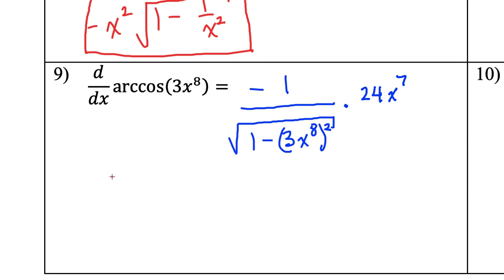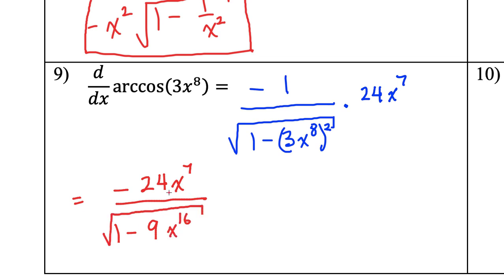And simplifying this one more step, this is now equal to negative 24x to the power of 7 for our numerator. Our denominator is going to look like 1 minus, so I'm going to square both the 3 and the x to the power of 8. So squaring the 3 is 9, and squaring x to the power of 8 is x to the power of 16, and that again is all underneath a radical symbol, so it's square root of all of that. And there's our final answer, box it.